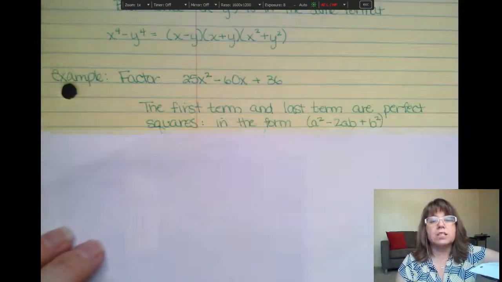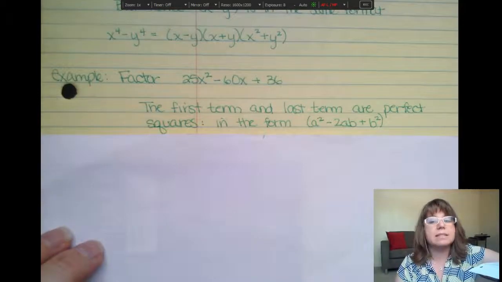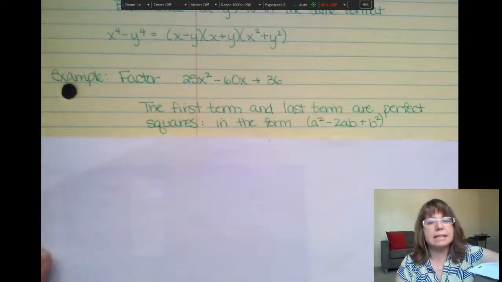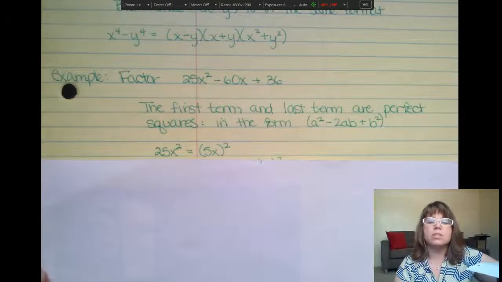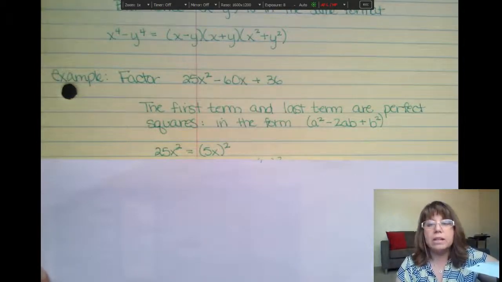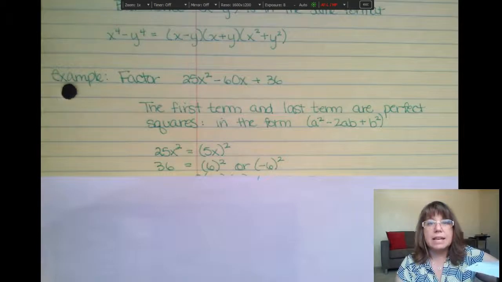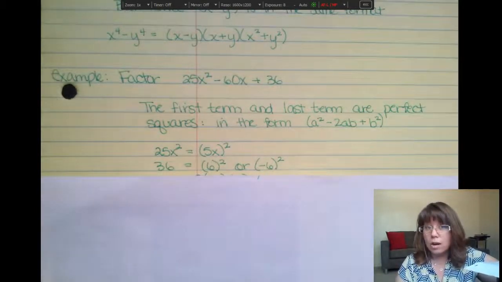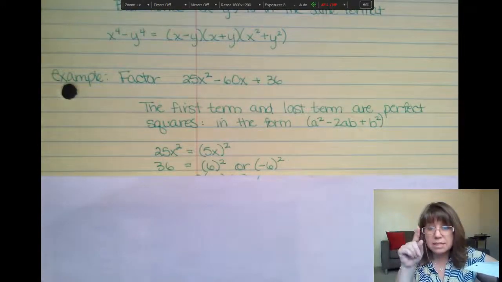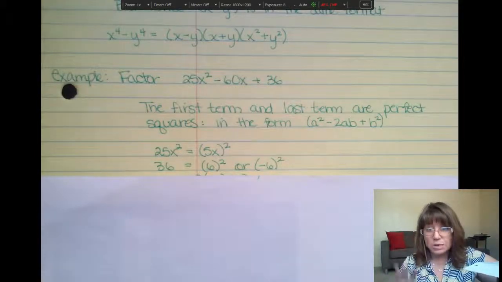So the first term and the last term are perfect squares, and it does look like it's in this form, a squared minus 2ab plus b squared. I just have to figure out exactly is that the case. So 25x squared is 5x quantity squared. That fits. 36 is either 6 squared or it's negative 6 squared. So keep that in mind. It's one of the two, because 6 times 6 is 36, and negative 6 times negative 6 is 36. So we have an option here.